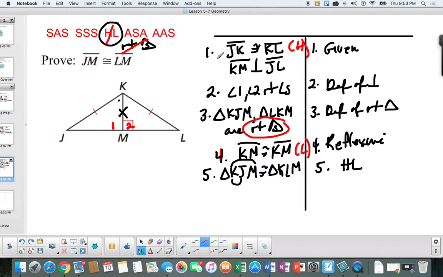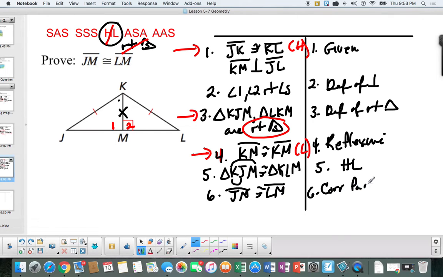Okay, 3 things have to be proved with HL: an H, right triangles, and an L. Now the triangles are congruent, so now we can get these extra parts that we didn't know about to be congruent. So step 6 will be JM is congruent to LM, and we're going to say corresponding parts of congruent triangles are congruent.